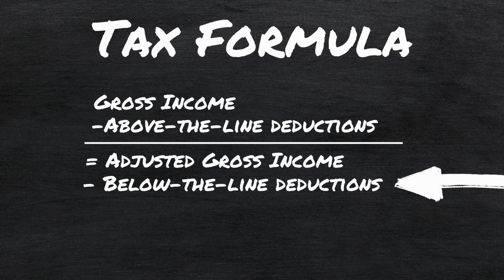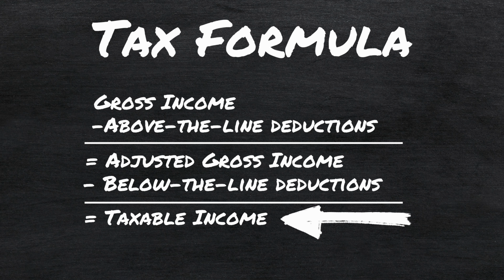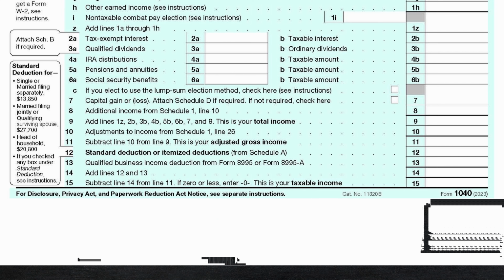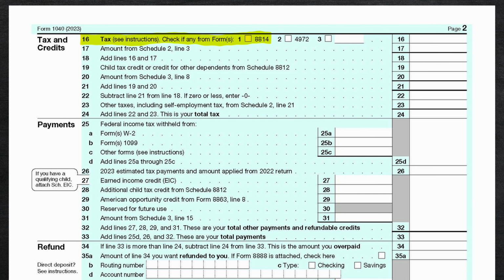So now we subtract another below the line deduction called QBI deduction, qualified business income deduction. This is on line 13 of the IRS Form 1040. If you are a small business owner or self-employed individual, you can potentially deduct up to 20% of your qualified business income, which is how we have arrived at our taxable income, which can be found on line 15 of the IRS Form 1040. This is the income amount that the IRS considers when calculating your gross tax, which can be found on line 16 of the IRS Form 1040.